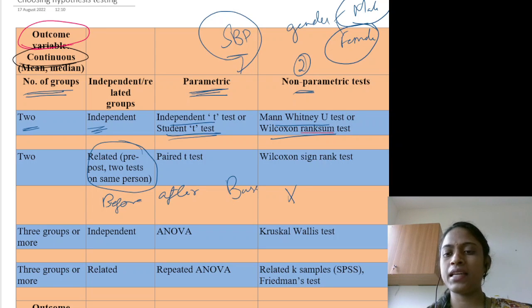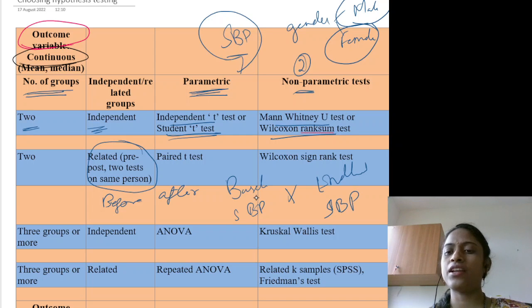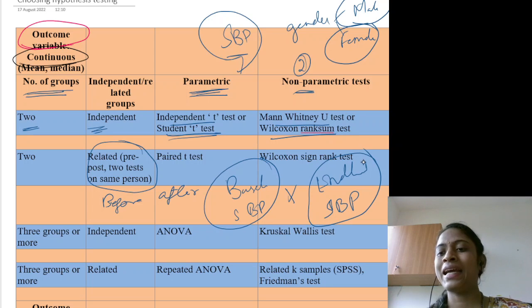We'll check the baseline BP, and then we'll check the end line systolic blood pressure. Then we'll try to say how baseline BP is significantly different from the end line BP in the same people before and after the study. In this situation, we will use paired t-test if the assumptions are satisfied. If the assumptions are not satisfied, then we will use the corresponding test, which is Wilcoxon signed rank test.